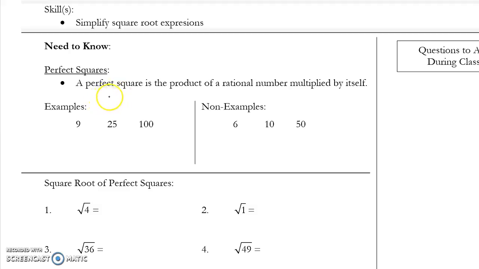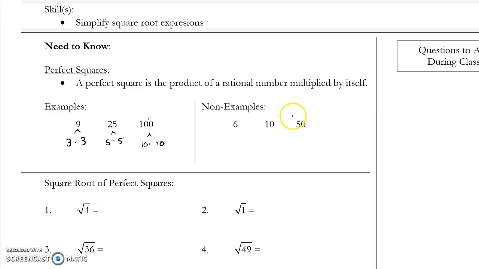A perfect square is the product of a rational number multiplied by itself. What does that mean? Think of the number 9. The number 9 is a product of 3 times 3. 3 is a rational number. If I multiply it by itself, I get 9. Same thing with 25. That's 5 times 5. And same thing with 100. That's 10 times 10. I could continue factoring, but the idea of a perfect square is a number times itself. Those are examples of perfect squares.